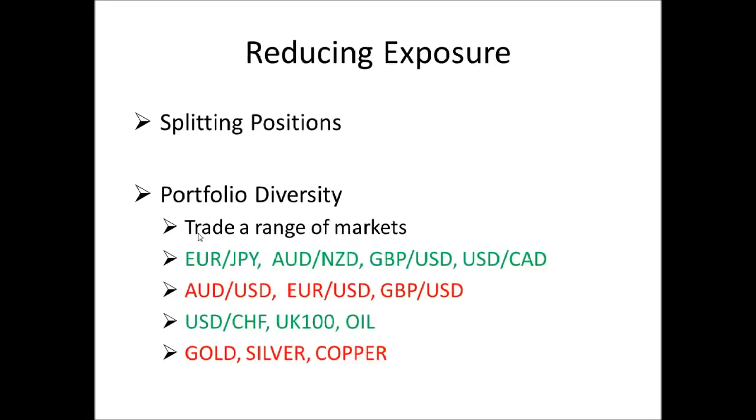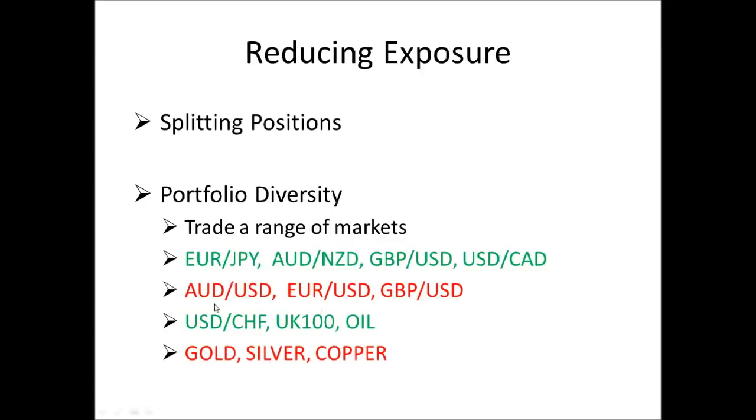We have focused a lot on currency pairs or forex in these videos, and a good portfolio could trade the following currency pairs: the euro, Japanese yen, Australian dollar, New Zealand dollar, pound against the US dollar, and US dollar, Canadian dollar. The reason why that may be a good trading portfolio is it has exposure to a number of currency pairs, not just a single currency pair.